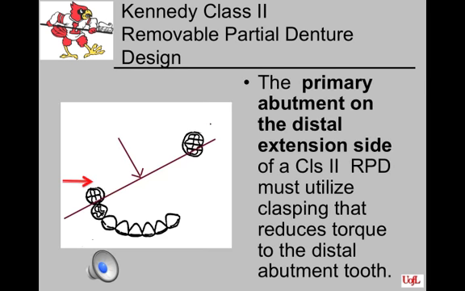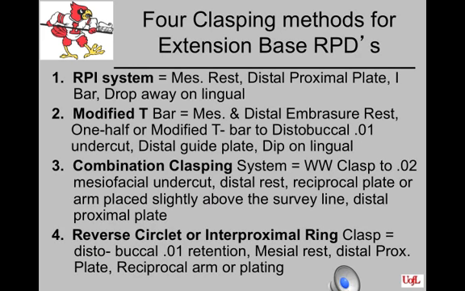The distal extension side of the Class II RPD must utilize clasping that reduces torque to the distal abutment tooth. At ULSD, we must use one of 4 clasping mechanisms for retention on the extension base side of the mandibular Class II design. Listed on this page are the 4 clasping mechanisms that you can use for the extension base side of the removable partial denture for the Kennedy Class II. We will discuss each one of these in detail.